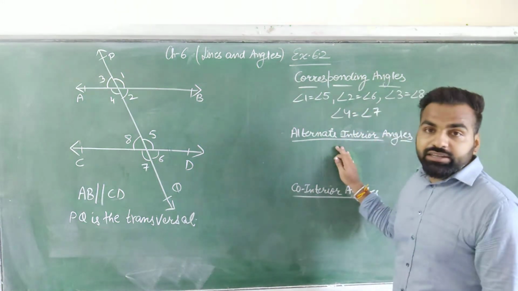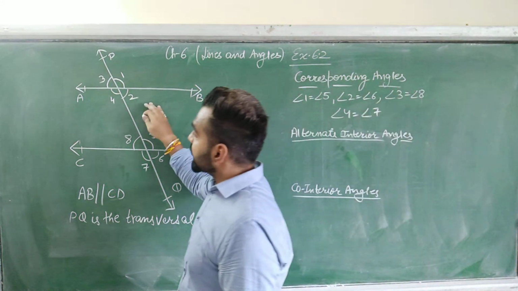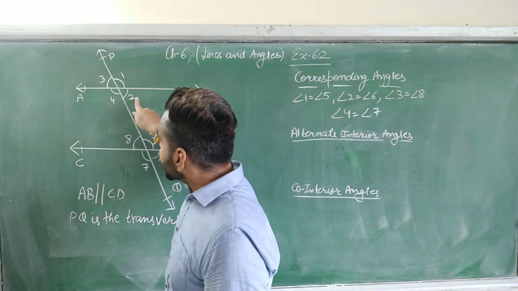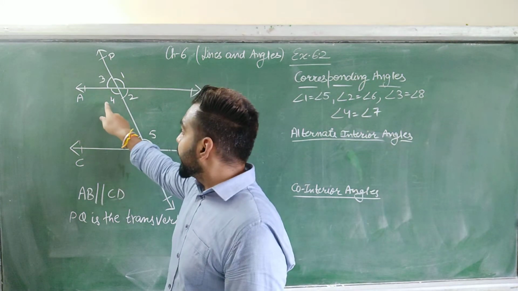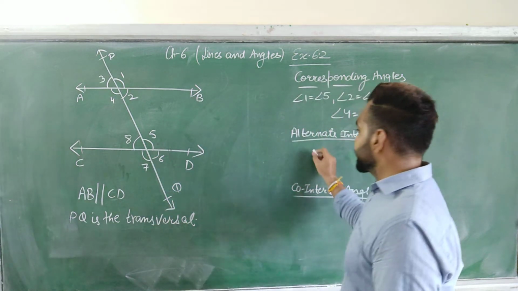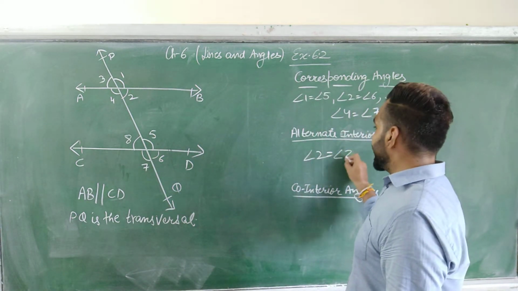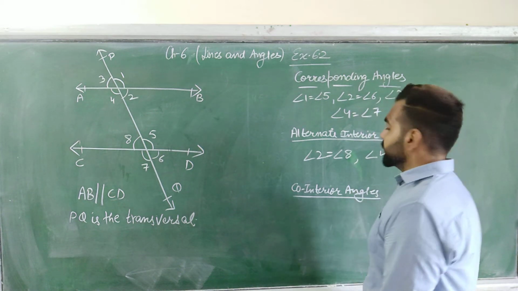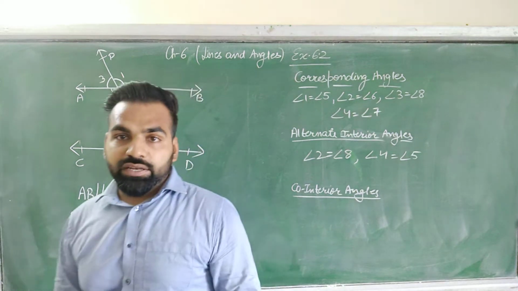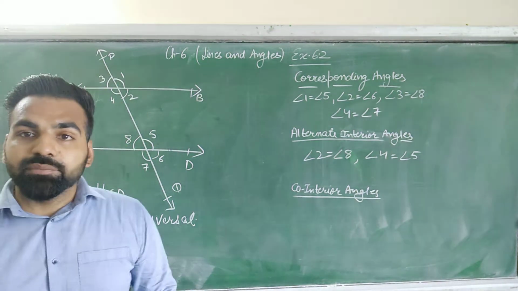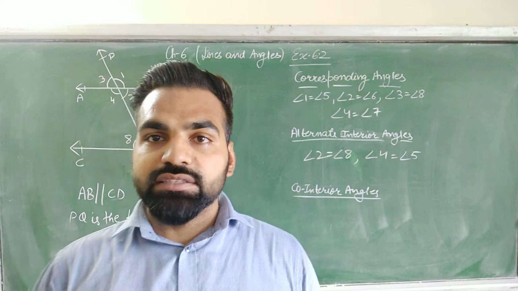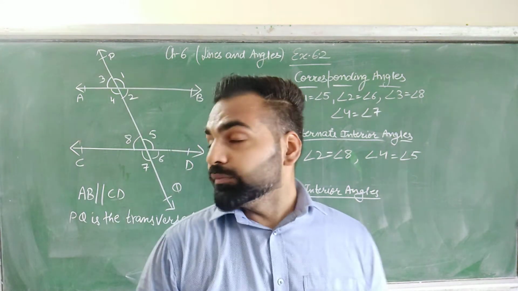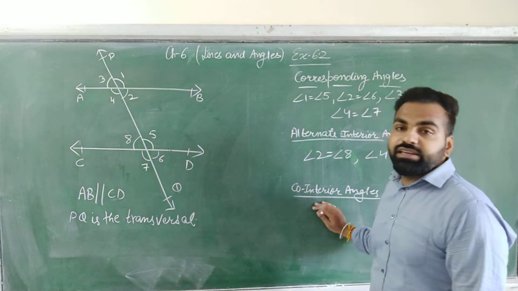Next are alternate interior angles. Alternate interior angles are angles on the opposite side of the transversal, that is angle 2 and angle 8, and here angle 4 and angle 5. So angle 2 will be equal to angle 8, angle 4 will be equal to angle 5. So these form alternate interior angles. If lines are parallel, then a pair of alternate interior angles are equal, and if the angles are equal, then the lines become parallel.